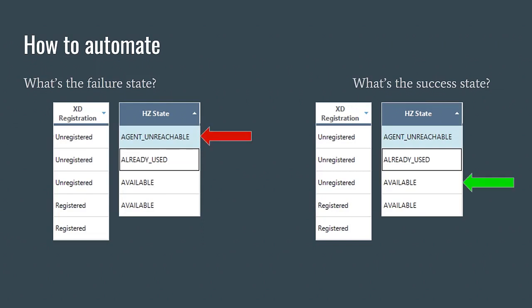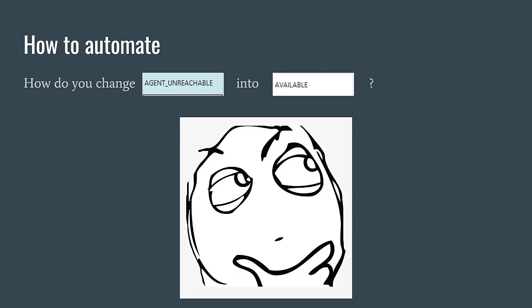The same is also true for products like Horizon. If an agent is unreachable or if their broker is having some kind of issue, we want it telling us that it's available, or whatever the success state might be. So that brings up the biggest question: how do you change something like agent unreachable into something like available?